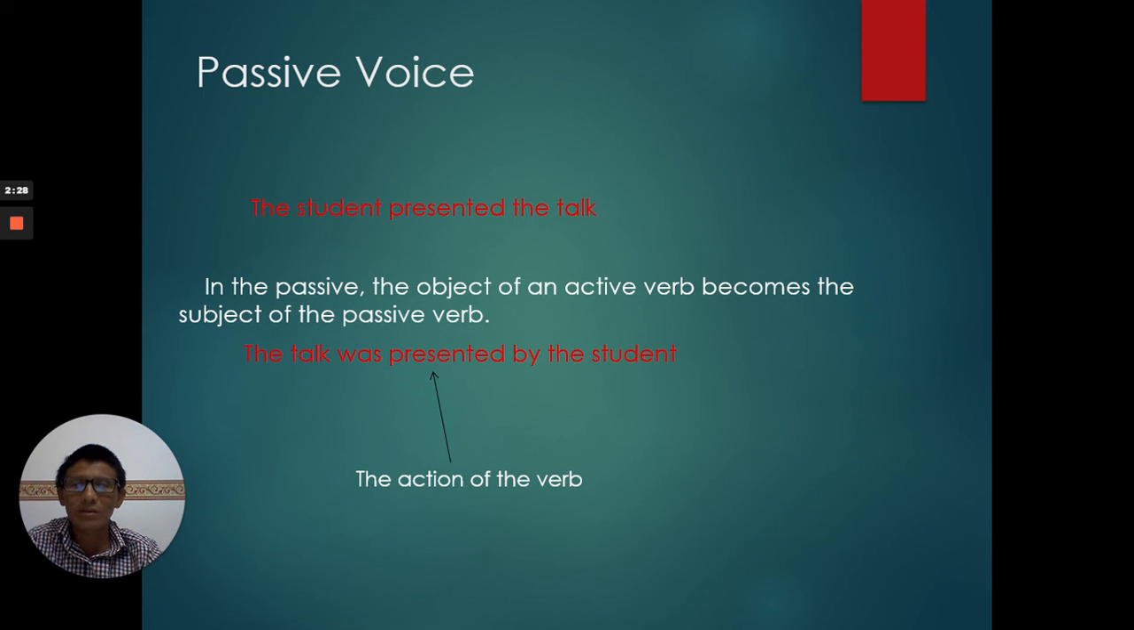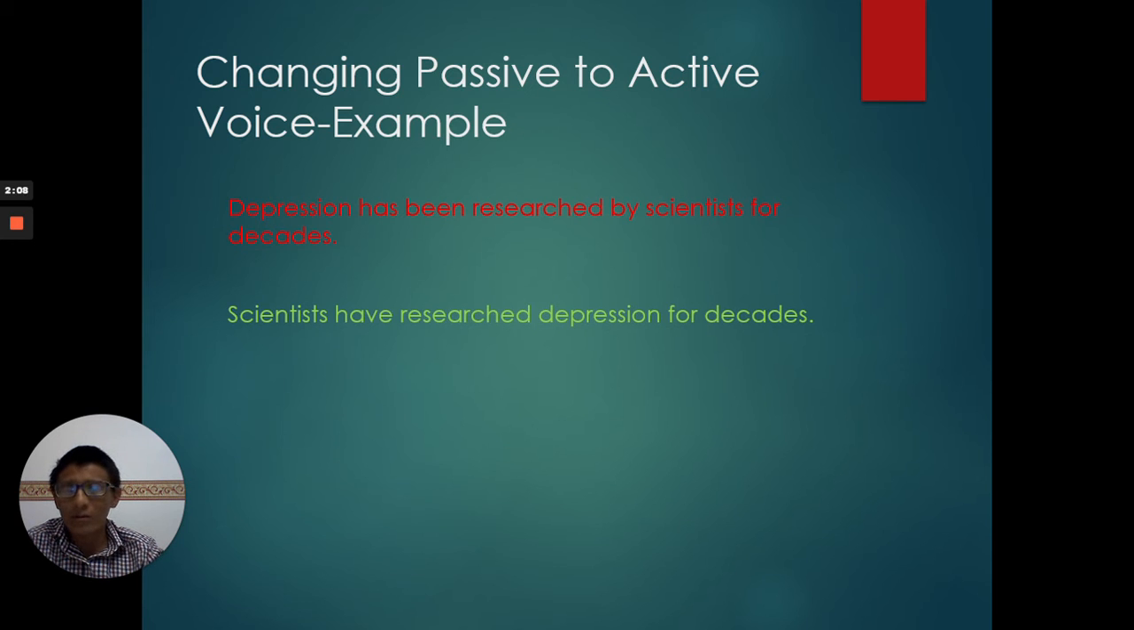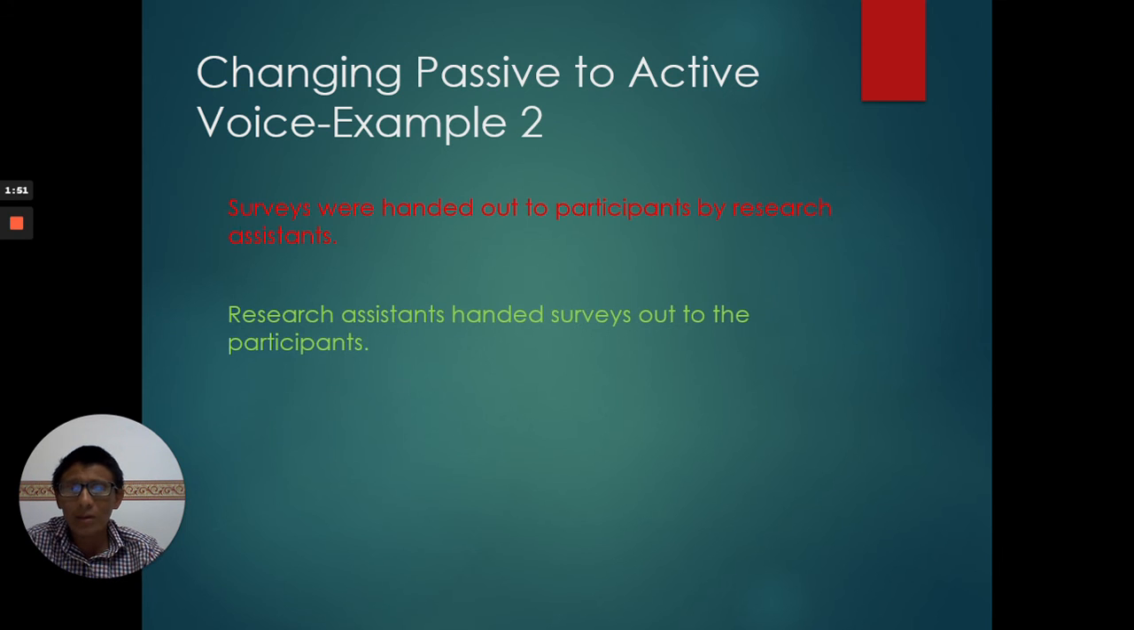What is presented? The action of the verb. And what is the student? The object. Let's change passive to active voice. Example, depression has been researched by scientists for decades. And now we have the active voice. Scientists have researched depression for decades.